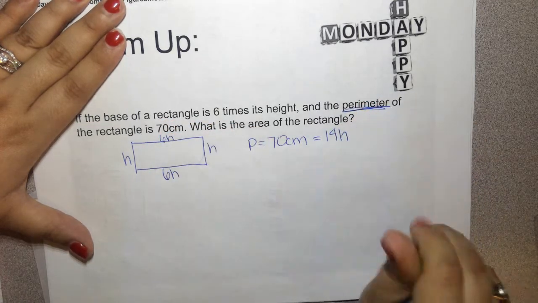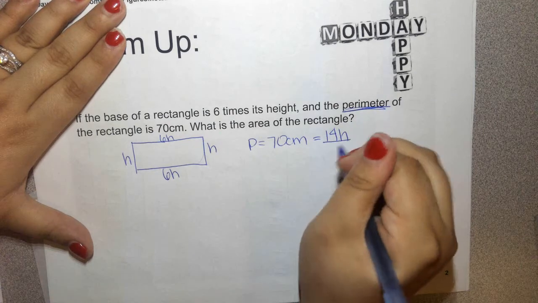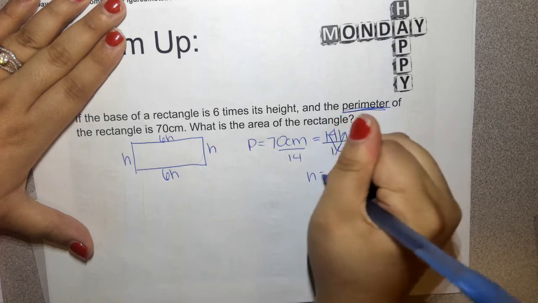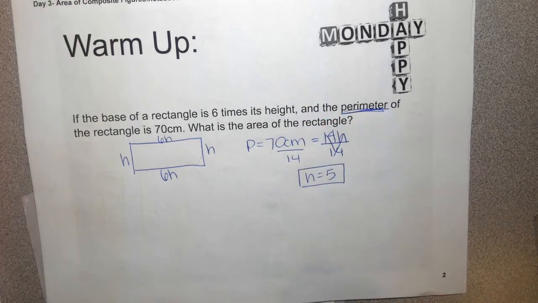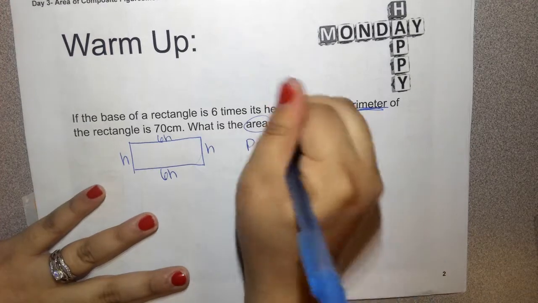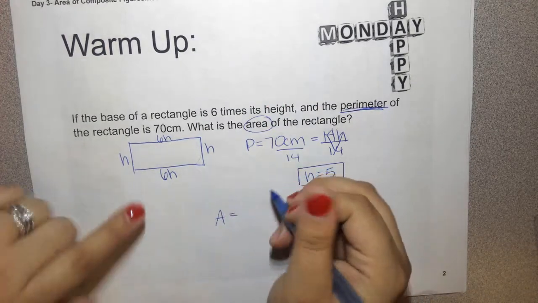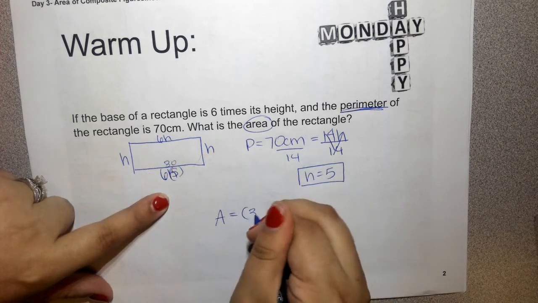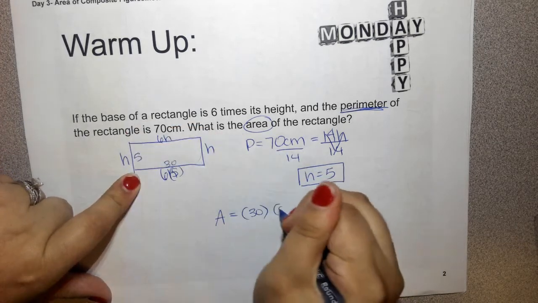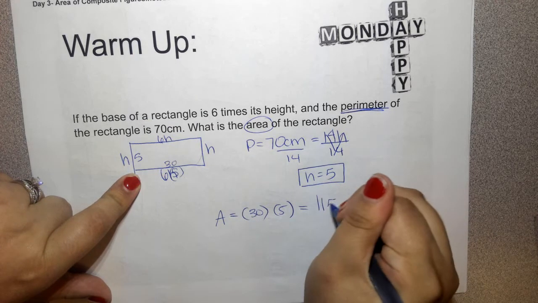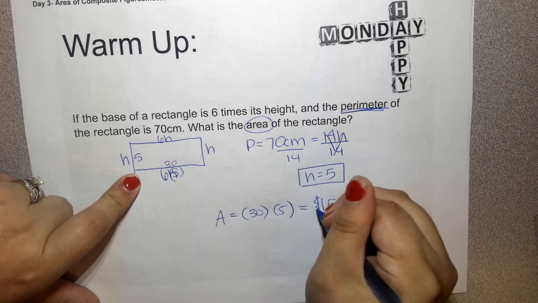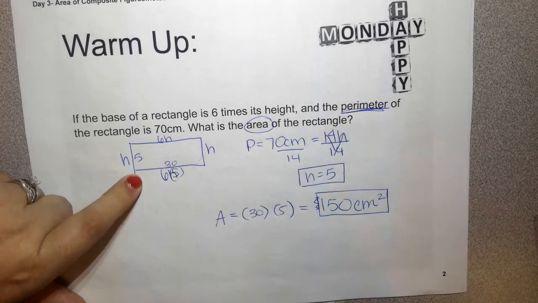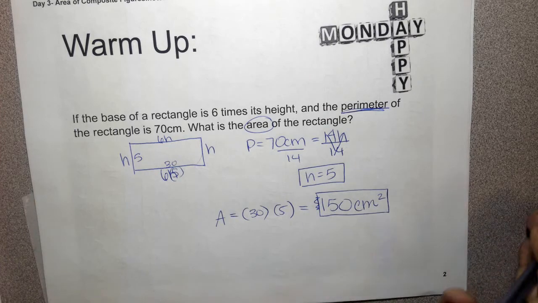That gives me 14 h's. How do I find h? Divide by 14. So then my h is 5. Cool. But I'm asked for the area. How do you find area? What's my base going to be? Well, if that's 5, that's 30. What's my height going to be? 5. What's 30 times 5? 150 centimeters squared. Hopefully I didn't go too fast on that.